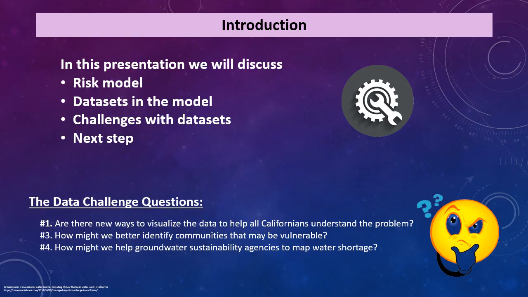In this presentation, we're going to discuss the risk model that we developed, the data sets used in the model, the challenges that we encountered while preparing the data sets, and the next steps. We believe that the model and the tool sets that we have developed are able to answer some of the data challenge questions. For example, they provide a new way to visualize the data to help all Californians understand the problem, better identify communities that may be vulnerable, and help groundwater sustainability agencies map water shortage.